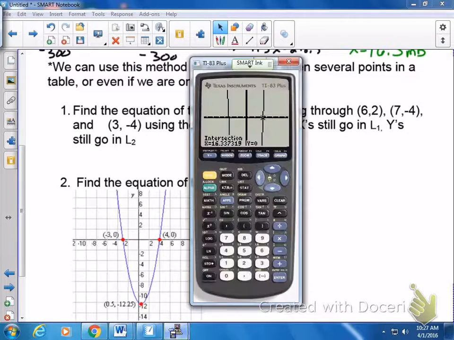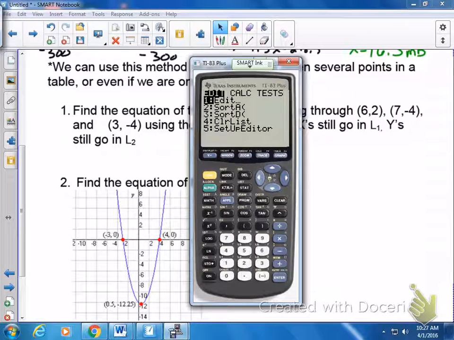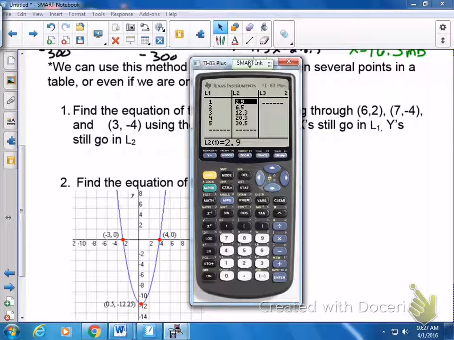So let's go back here. I'm going to go into stat and edit, but I have stuff in my lists. So I'm going to go up to L2, clear, enter. I'm going to go up to L1, hit clear, and enter. I don't want extra numbers. So my x values are 6, enter, 7, enter, and 3, enter. Then the y that goes with 6 is 2, enter. -4 goes with 7, enter. And another -4 goes with 3, enter.